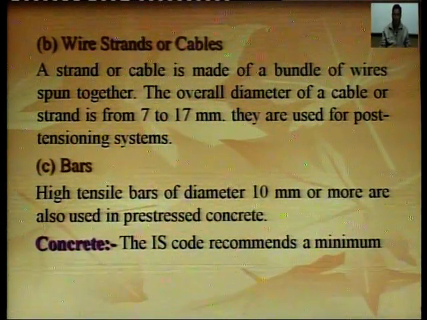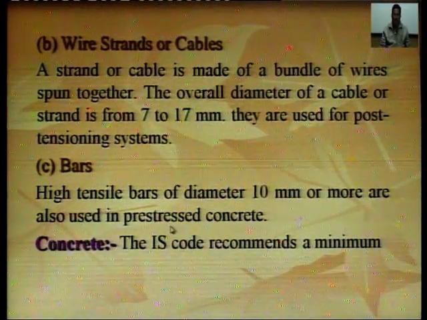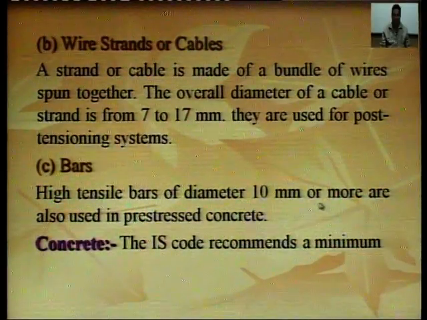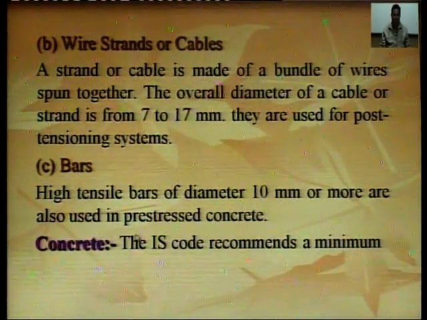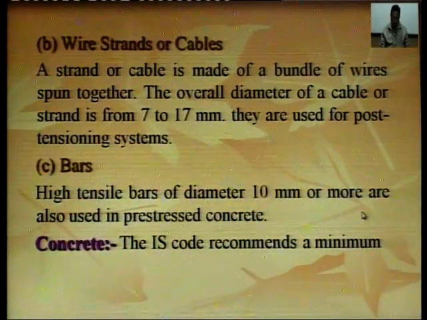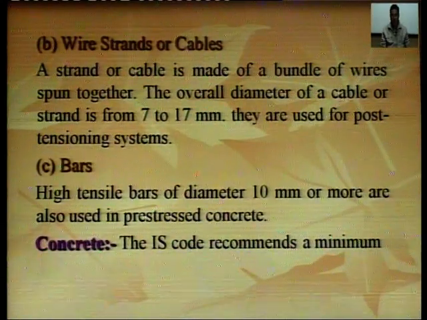The third type of steel is bar. High tensile bars of diameter 10 mm or more are also used in pre-stressed concrete. The third type of steel is used as bars having a diameter of 10 mm or more.